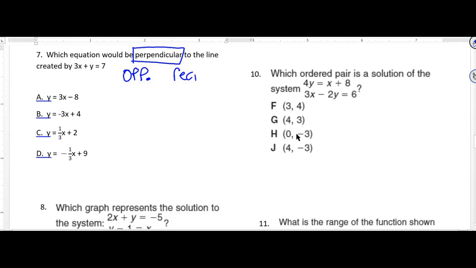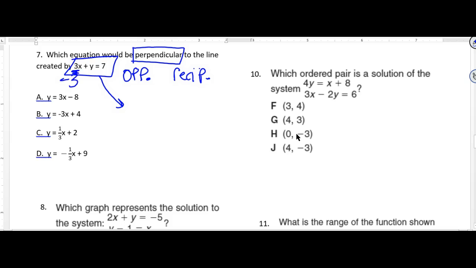Opposite reciprocal slopes. I need to know the slope of this equation. The only way of finding the slope is to make sure it's in slope-intercept form. The slope is not 3. Don't try to say the slope is 3.